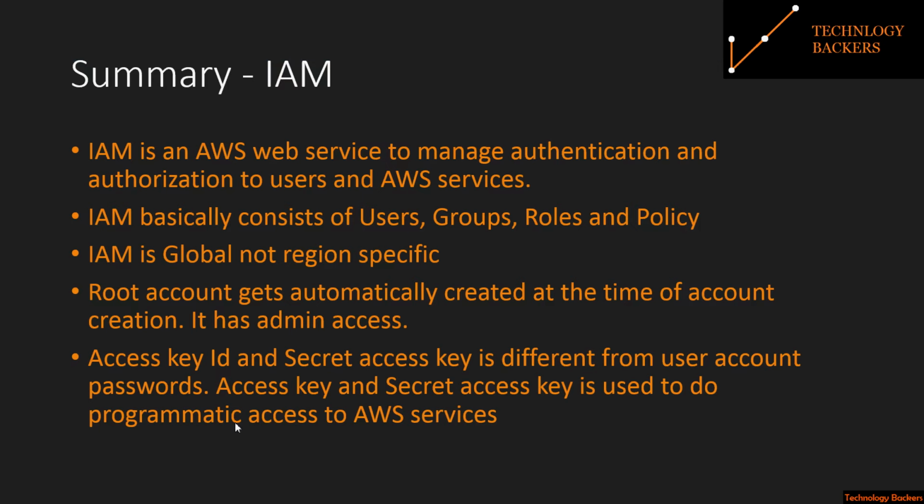So here's the summary of IAM. In this video, we saw IAM is an AWS web service to manage authentication and authorization for users and AWS services. IAM basically consists of users, groups, roles, and policies. IAM is global. Yeah, this is very important. IAM is global, not region specific. Root account gets automatically created at the time of account creation and it has admin access. Access key ID and secret access key are different from user account passwords. Access key and secret access key are used for programmatic access to AWS services.